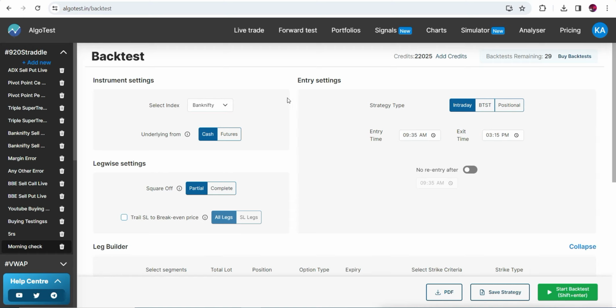So now the next option we have is entry settings. In entry settings, we can select whether we want to do intraday or BTST or positional. Today we are creating an intraday strategy, so we will select intraday here.